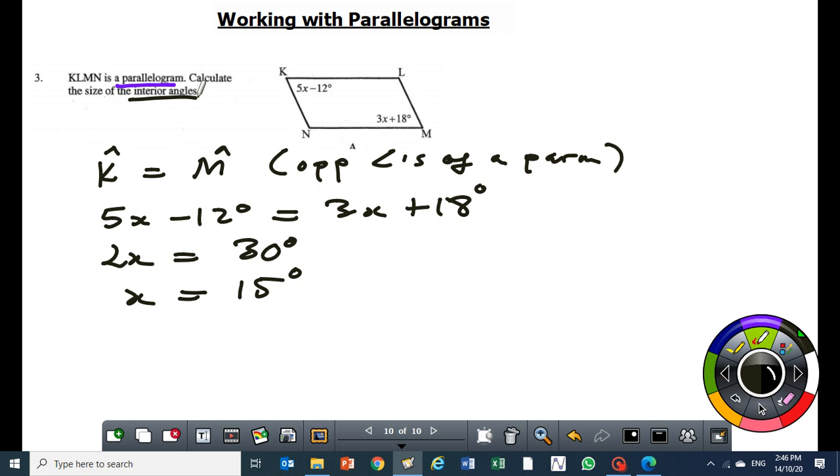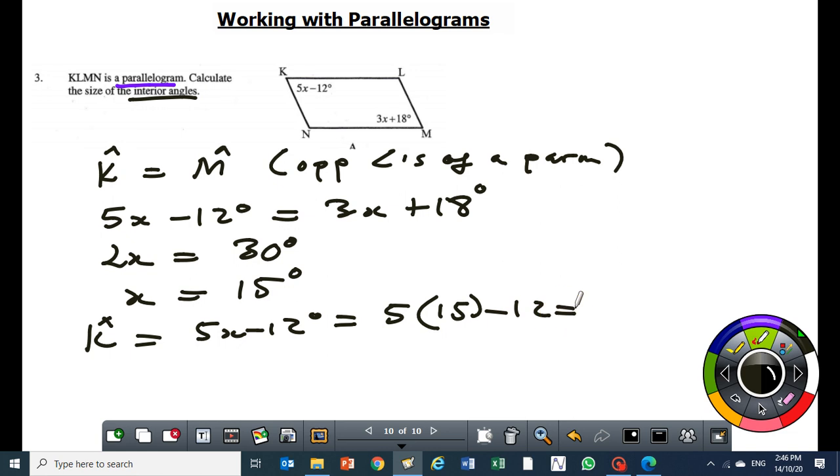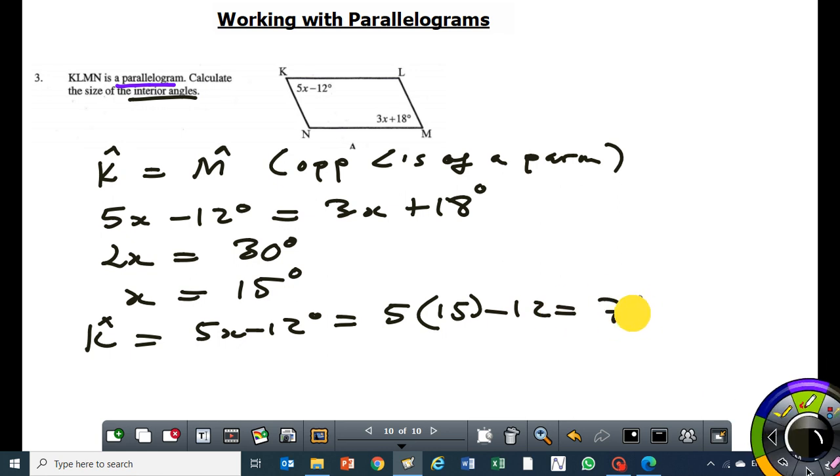So, since I now know what x is, I can find the size of angle K, I can find the size of angle M. So here I'll say angle K is equal to 5x minus 12 degrees, which is equal to 5 times 15 minus 12, and that gives me 75 degrees minus 12, and then you get 63 degrees. So angle K is going to be 63 degrees.